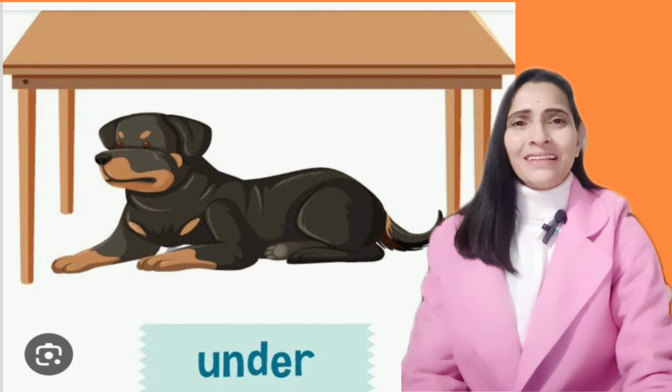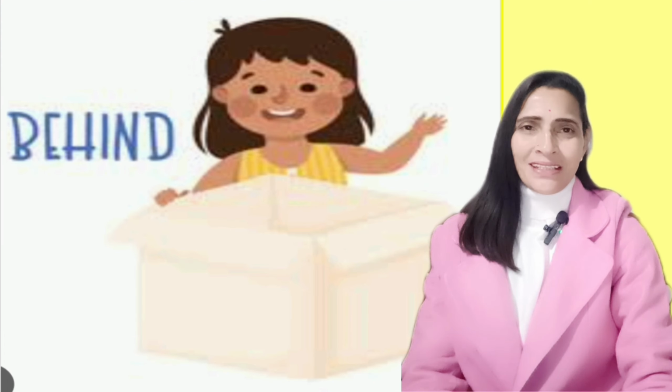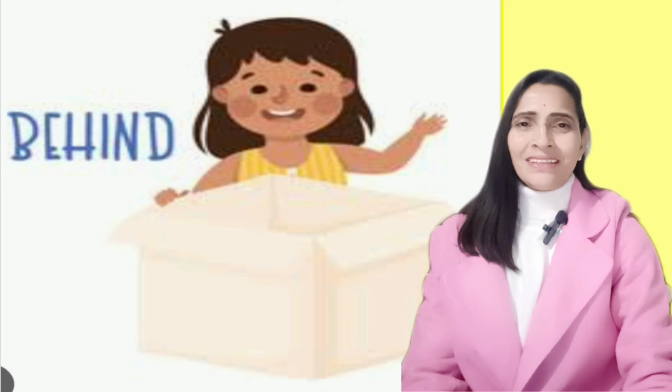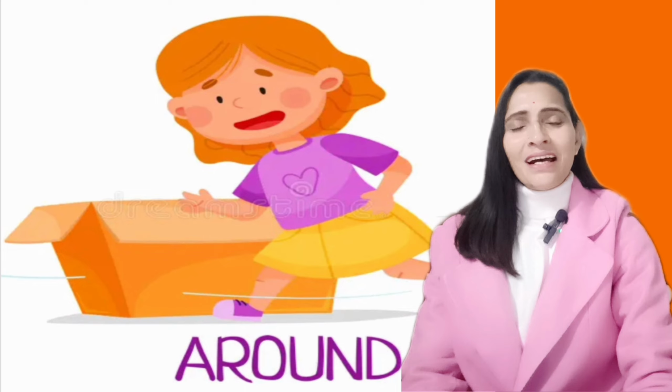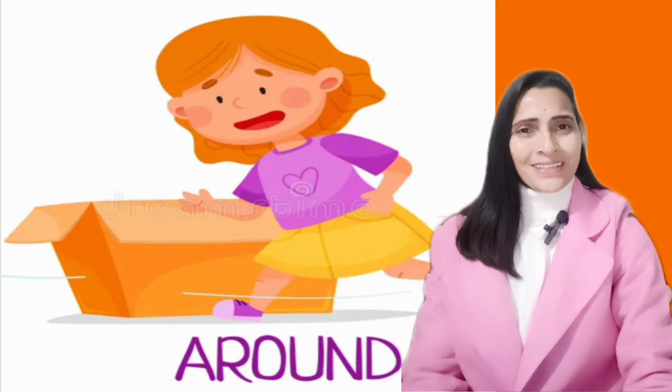Under. Dog is under the table. Behind. Girl is behind the box. This girl is behind the box. Around. This girl is moving around the box.